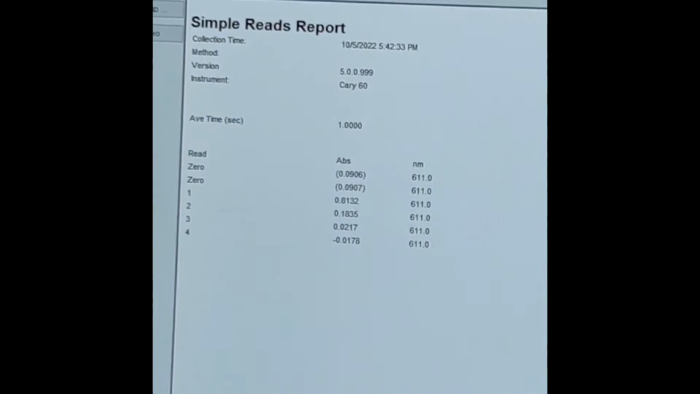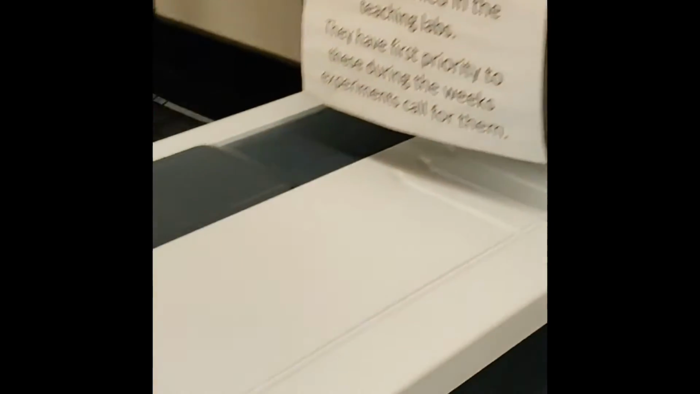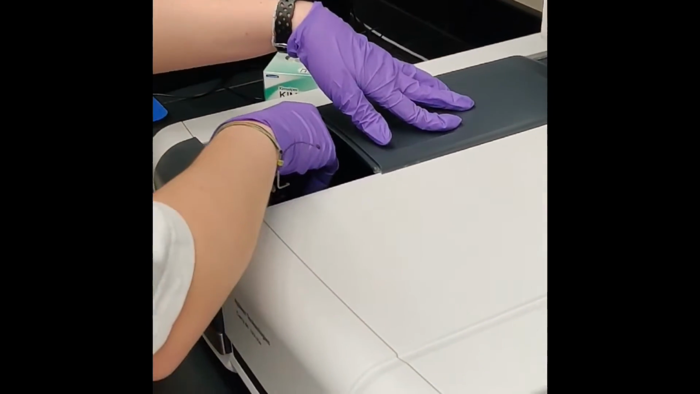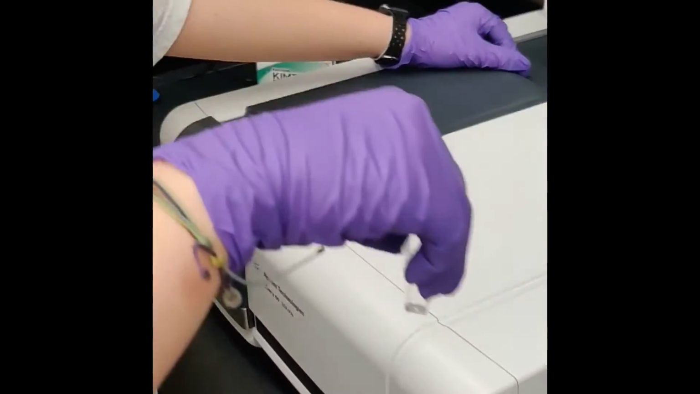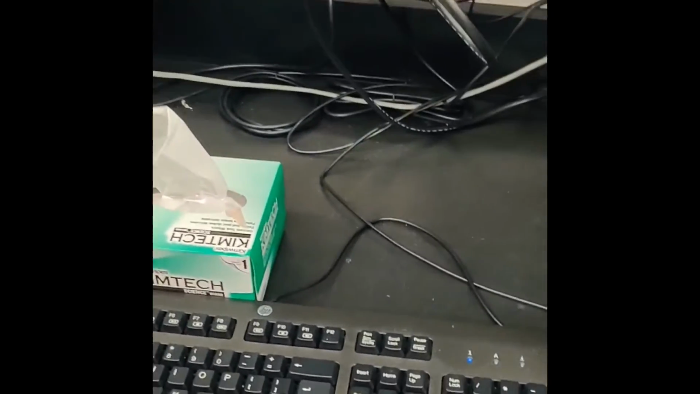The Beer-Lambert law states that the amount of energy absorbed by a solution is proportional to the solution's molar absorptivity and the concentration of solute. Therefore, the more concentrated solution absorbs more light than the diluted solution. Failing to zero the spectrophotometer will cause our absorbance values to be higher than they actually are.